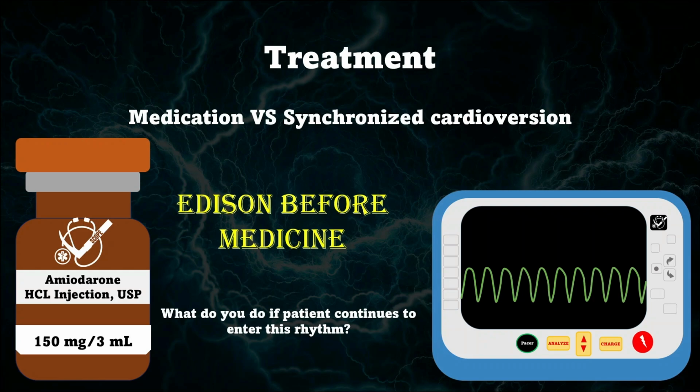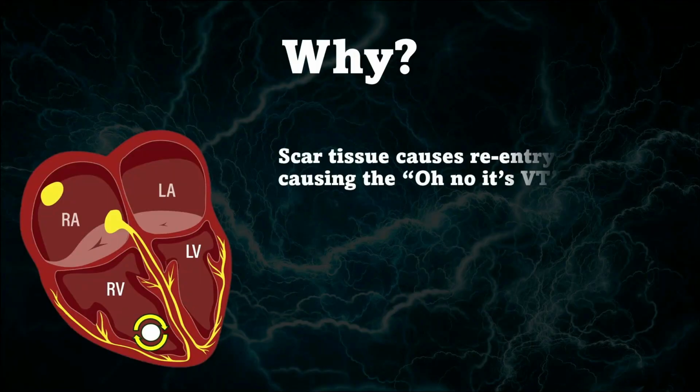What would we do if he continues to go into VTAC? Well, you can keep cardioverting them if unstable. Another thing you can do is possibly administer amiodarone. Amiodarone is commonly used in treating VTAC, especially in stable VTAC patients. But to be honest, I can count on my one hand how many stable VTAC patients I've had. Not very common.